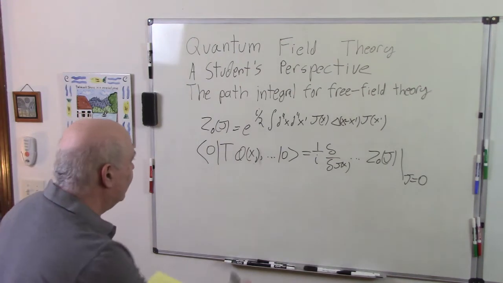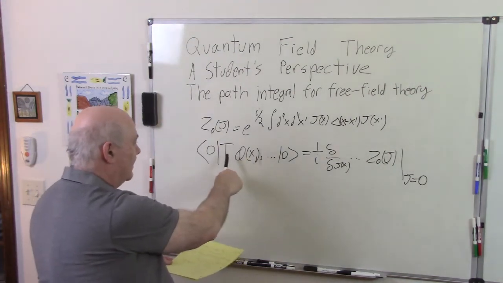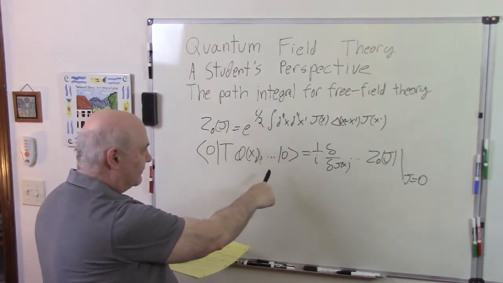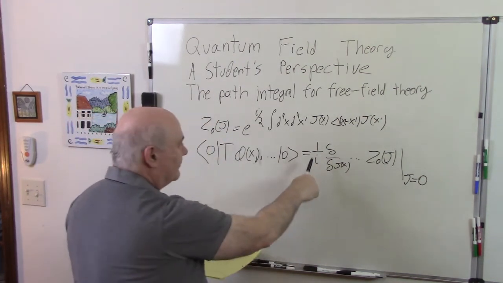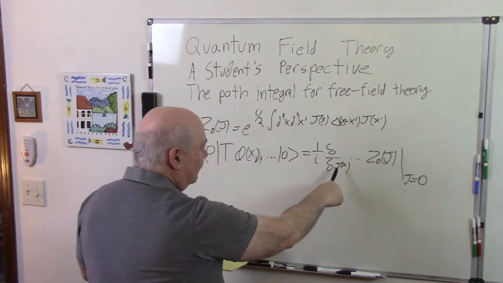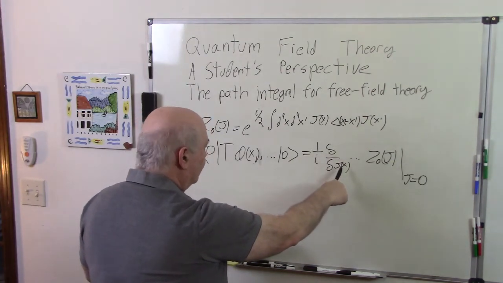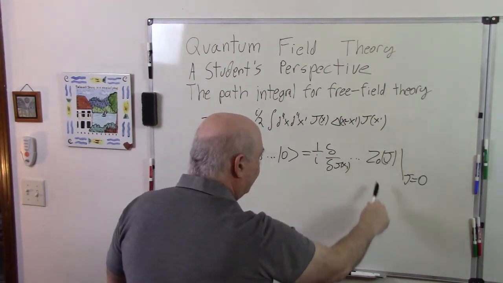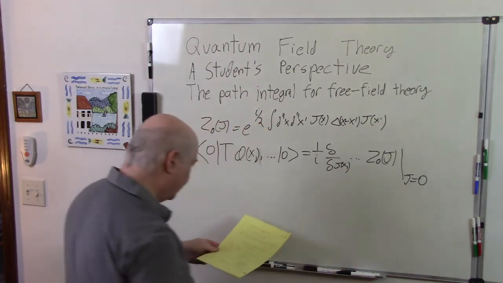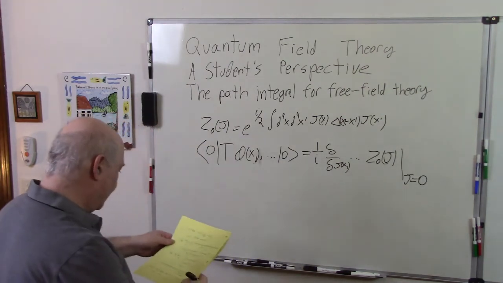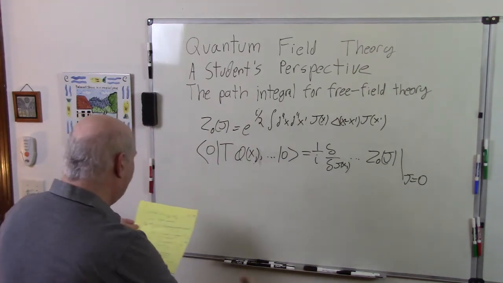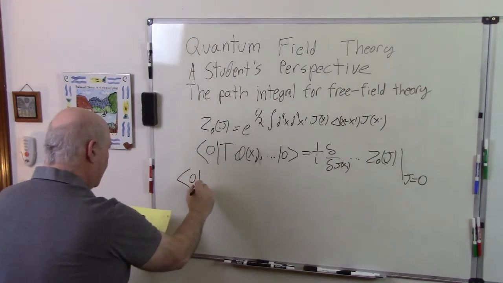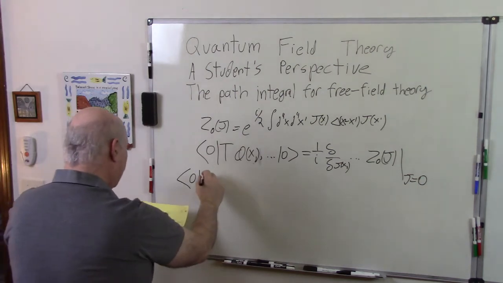But what this formula says is the vacuum expectation value of a time-ordered product of field operators is going to be equal to 1 over i times the functional derivative with respect to the source for one of the operators. And then we continue differentiating and we evaluate it at J equals 0. So let me just show you how that works for the case of the two-point function, which is basically the propagator.